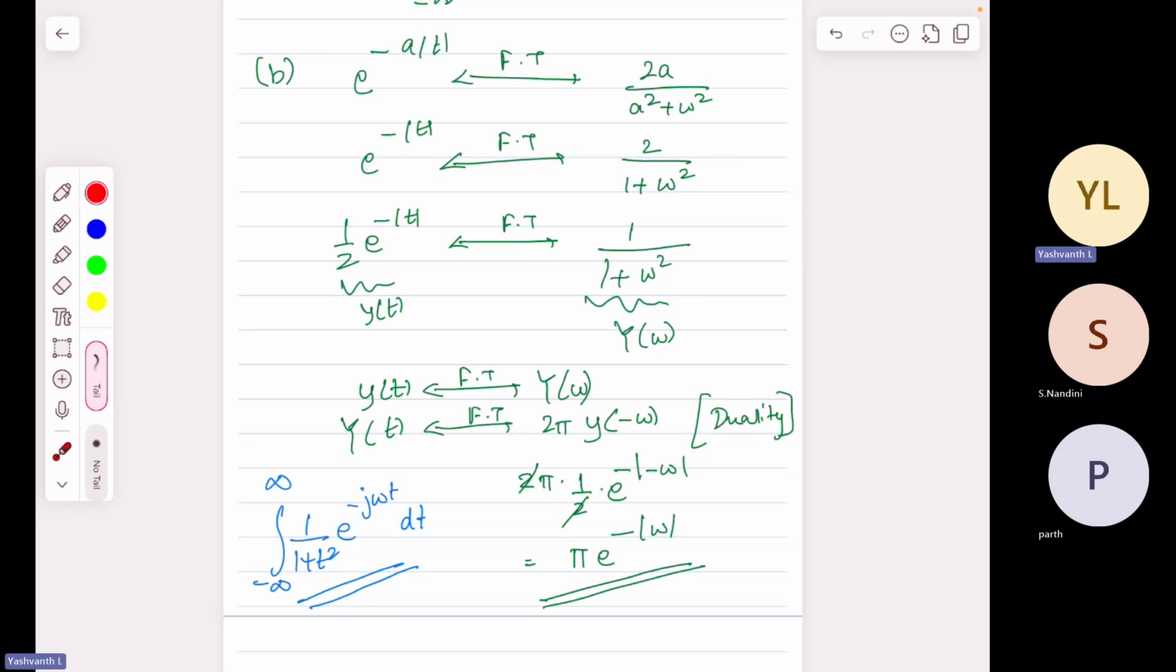So that's why it is good to remember the Fourier transforms of some standard signals. That can help you to apply some properties over them and find the transforms of some other signal.